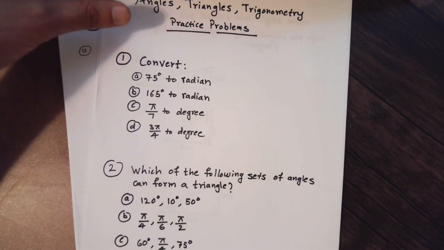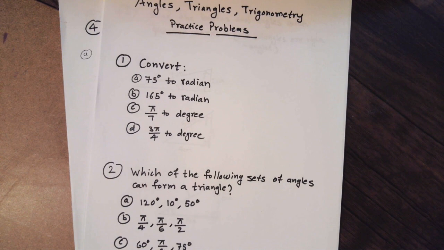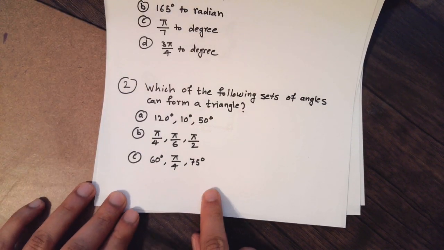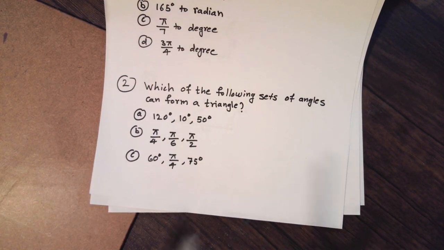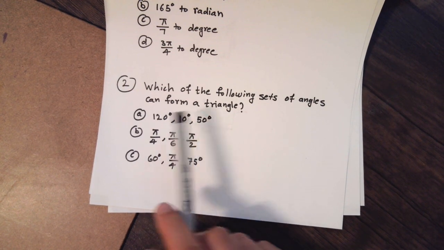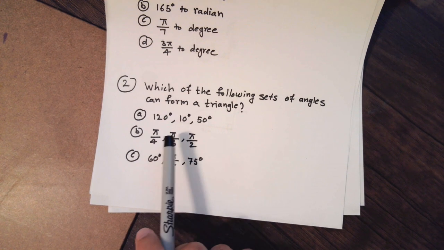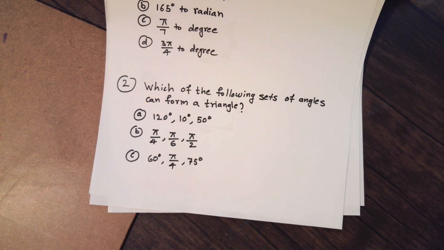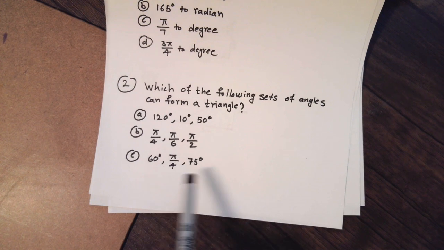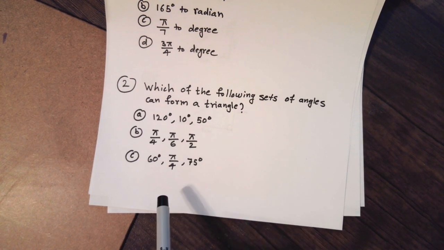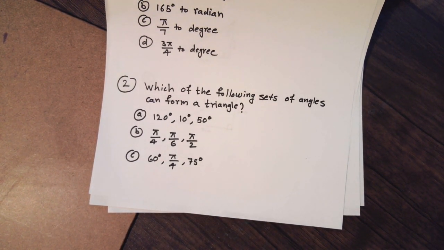The next one is, which of the following sets of angles can form a triangle? All right, what do you have here? Okay, the three of them, A, B, and C. So there are three angles here, right? 120, 10, and 50. And then there are pi over 4, pi over 6, pi over 2, and then something else down here. So what is the property we're going to use? Do you remember? What's the property? If you don't remember, I'll quickly remind you.